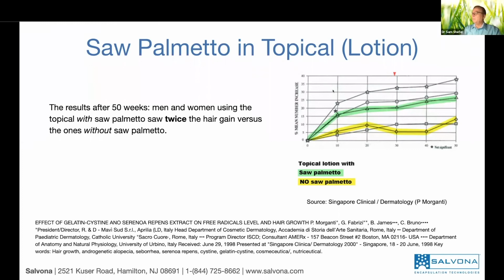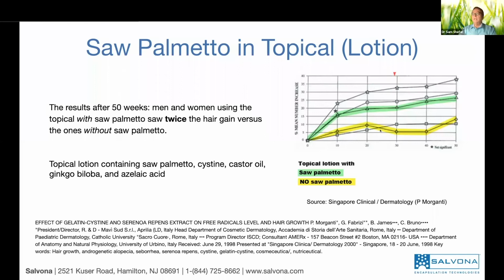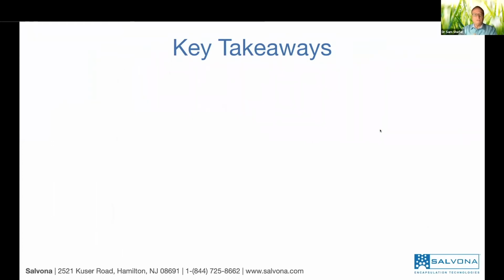And here is another source, a Singapore clinical study showing the mean number increase percent. And you see people that applied Palmetto, the red line is much higher than the yellow line, which means the Palmetto has a chance to work. Interestingly, they didn't use only Palmetto, but they combined it with other ingredients like cysteine, castor oil, and azelaic acid, of course. So you see, very difficult to reach conclusions under these conditions. So we're trying to combine data in order to verify what we have.